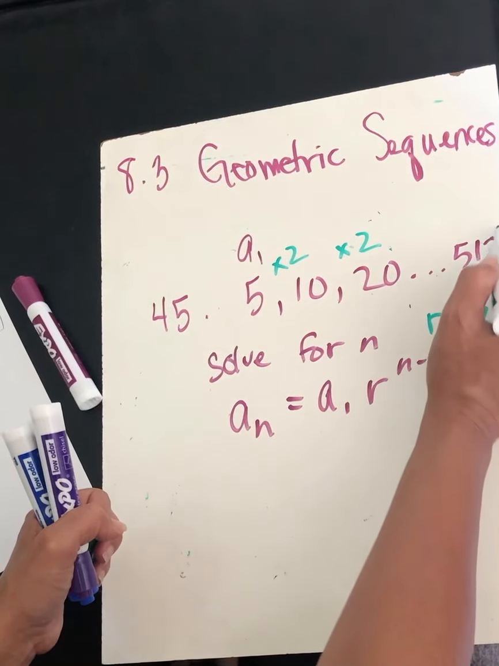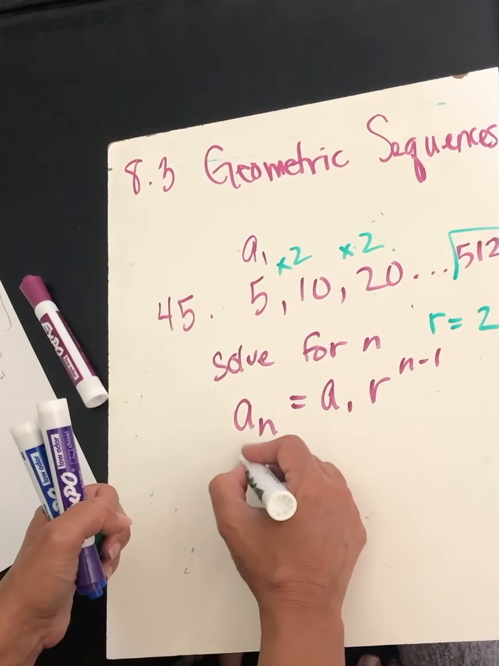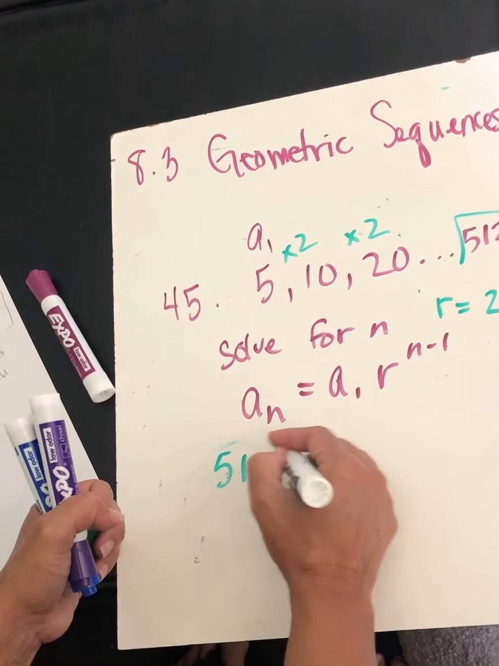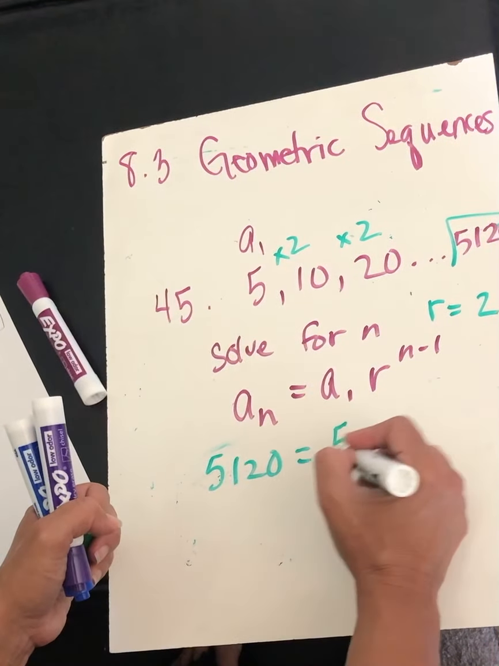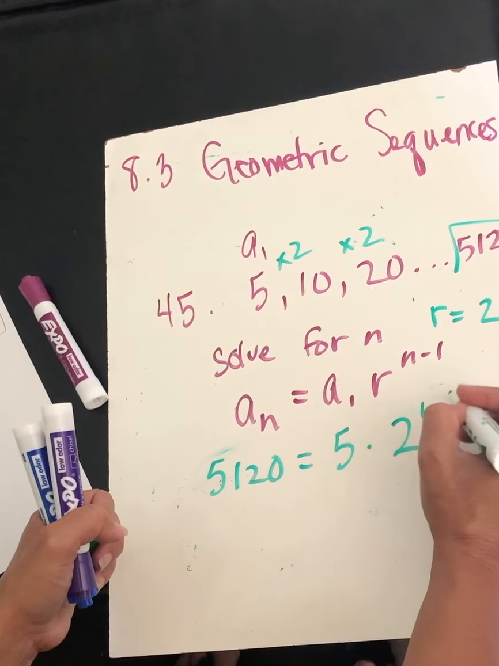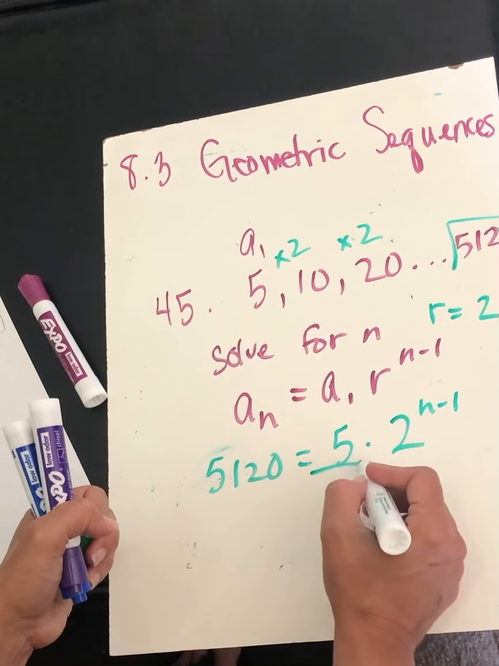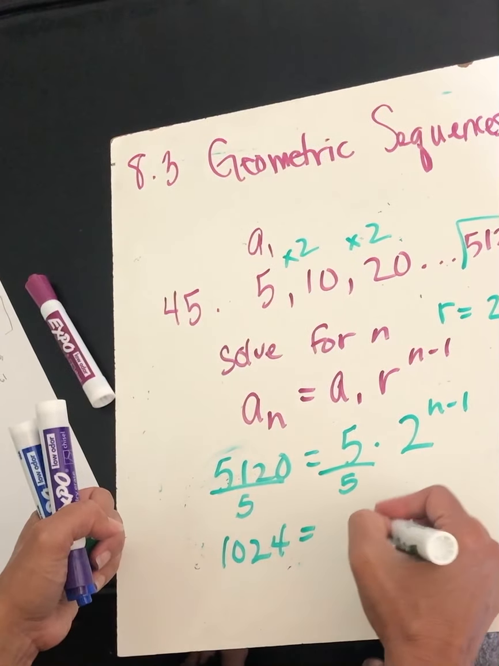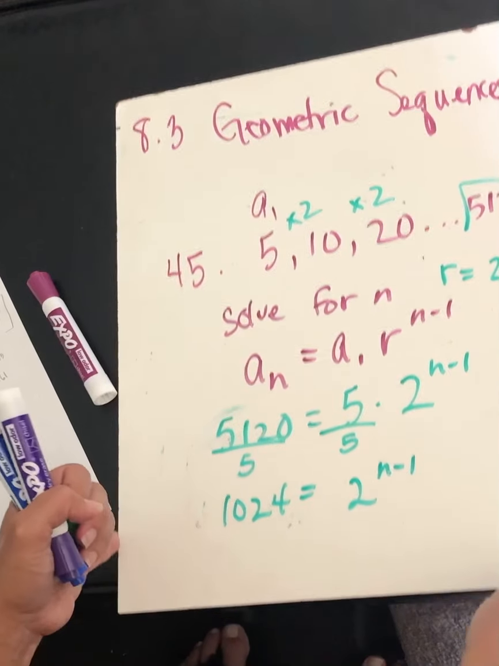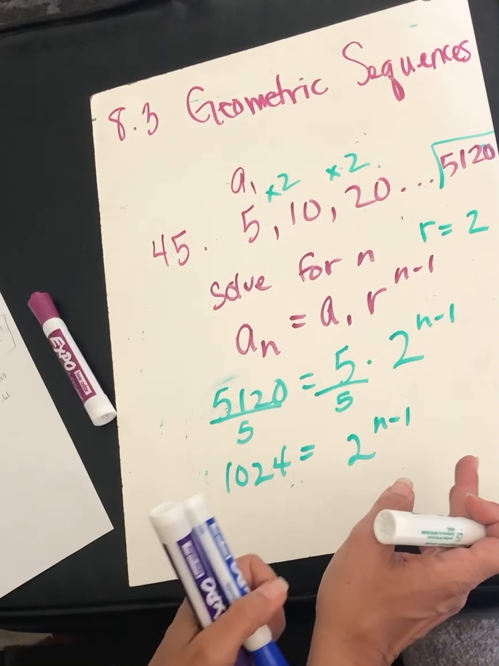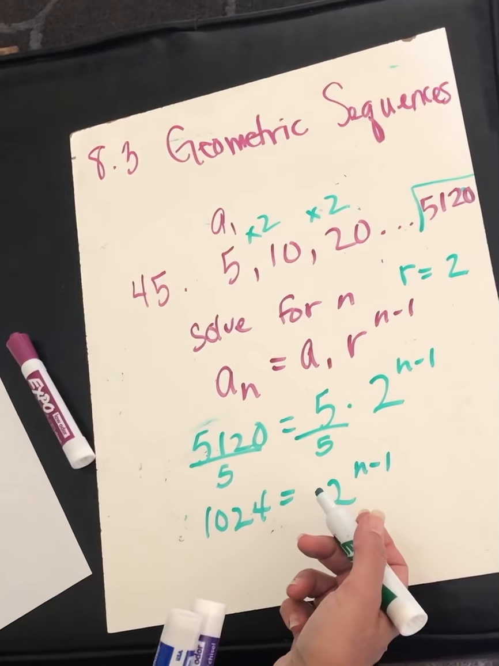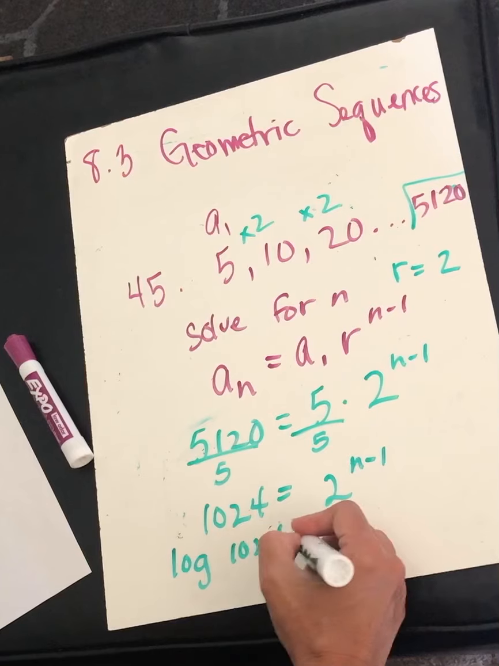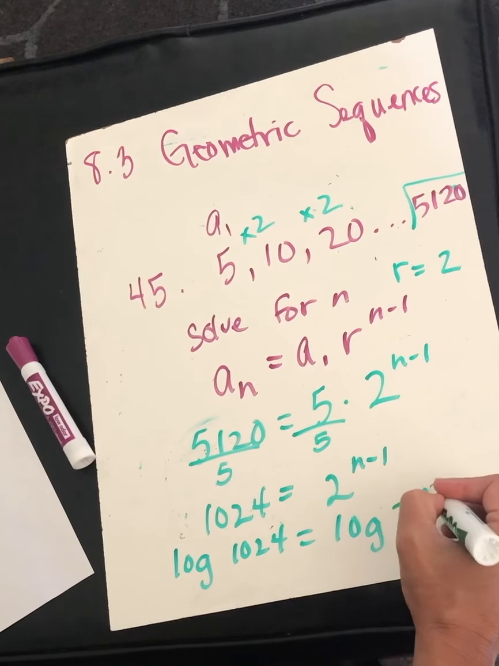This is our last term, so I'm going to use this as our A subscript n. So A subscript n, I'm going to replace with 5,120. A subscript 1 is 5 times 2 raised to the n minus 1 power. I'm solving for n, so I'm going to divide each side by 5, which equals 1024. And that equals 2 to the n minus 1 power. You could rewrite them as a base of 2, or you can take the log of each side. I'm going to go ahead and take the log of each side. So the log of 1024 equals the log of 2 raised to the n minus 1 power.